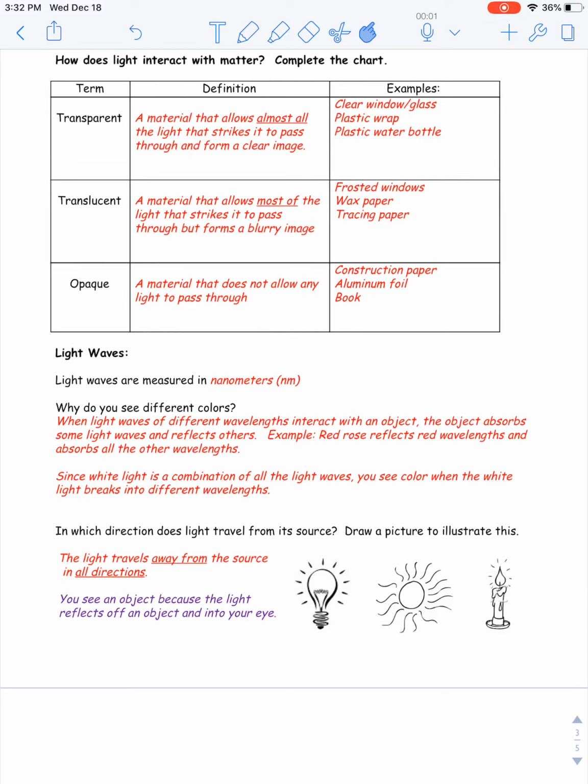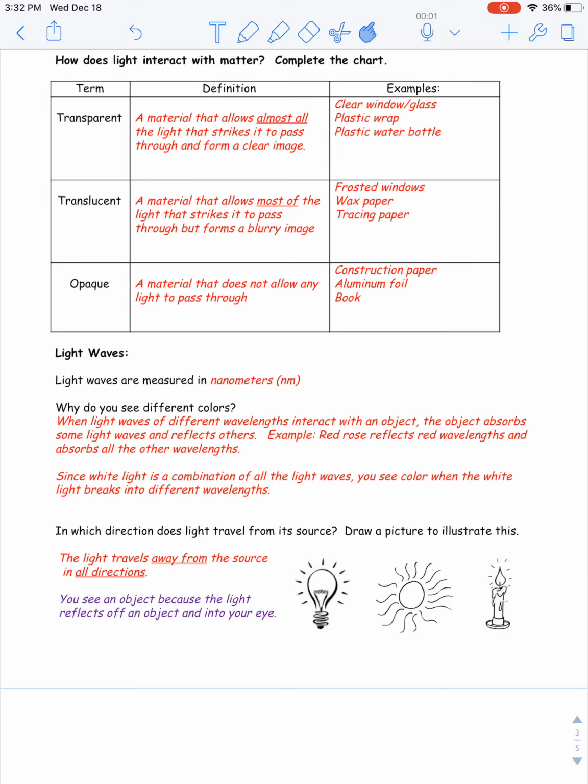Translucent allows most of the light that strikes it to pass through, but the image is going to be blurry. So our examples we discussed were the frosted window, wax paper, tracing paper, parchment paper, and stained glass. And then opaque was when we watched that video to show the scattering with the milk.